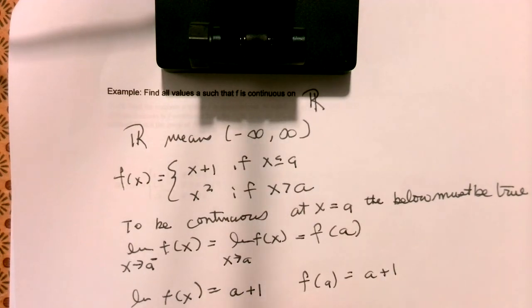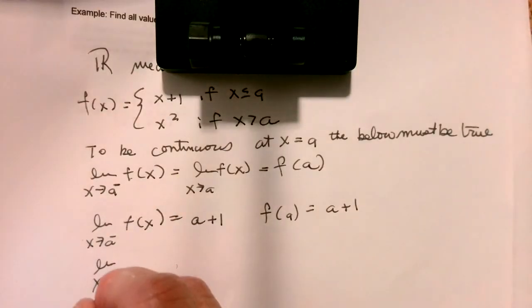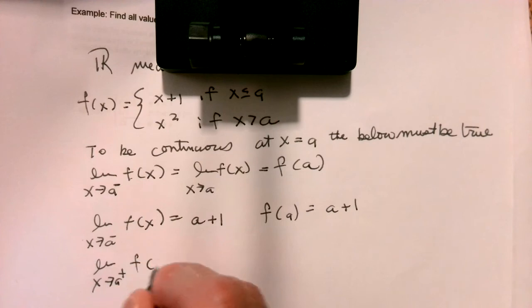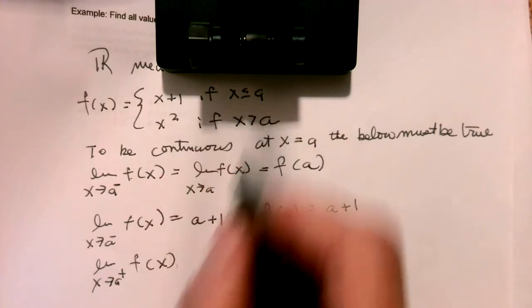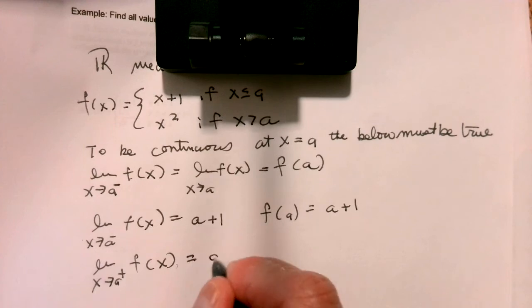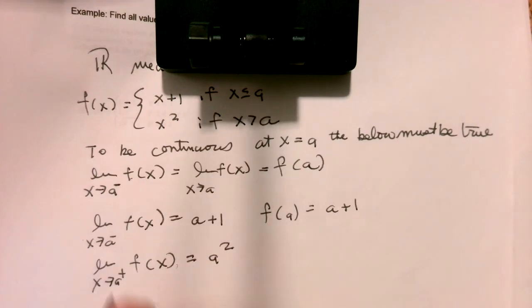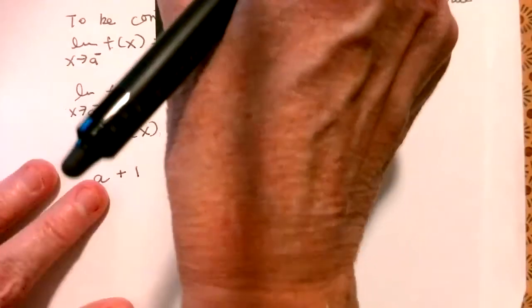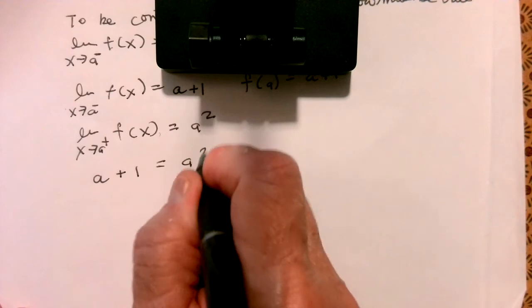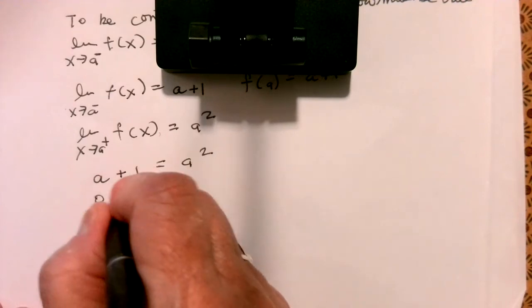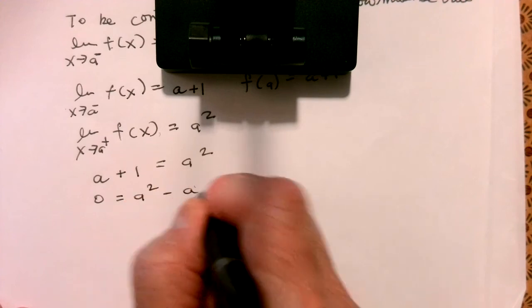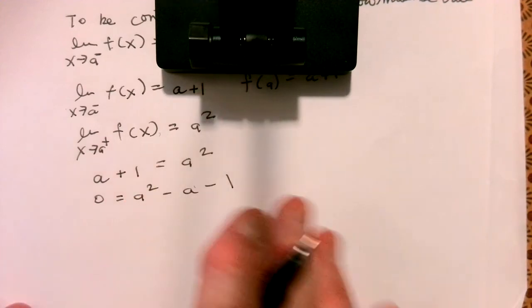Now, going the other way, the limit as x approaches a from the right, that's going to be this piece. And so that's going to be equal to a squared. Now, what we need to do then is set them equal. So we set a plus 1 equal to a squared. So we've got a quadratic equation. Set it equal to 0. So we're trying to solve it.